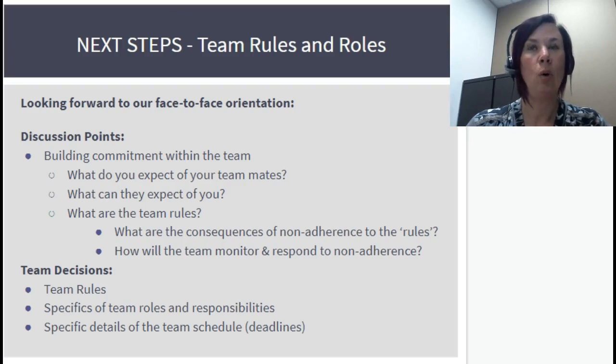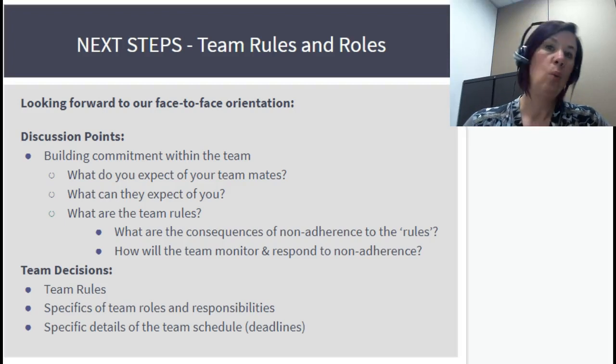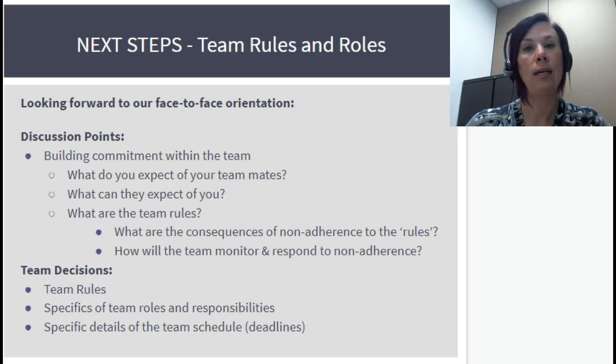Think about things like, what ways can we build commitment within our team? What do you expect of your teammates? What do you expect of yourself? And what do you think are good team rules? What are the consequences if you don't follow the team rules or a classmate doesn't follow the team rules? And how will the team monitor and respond to non-adherence?